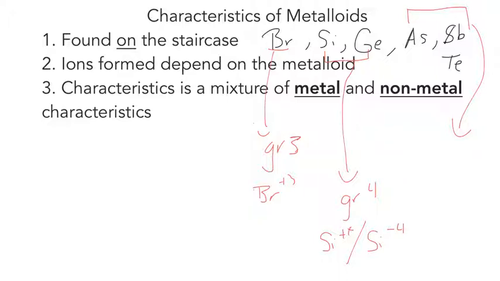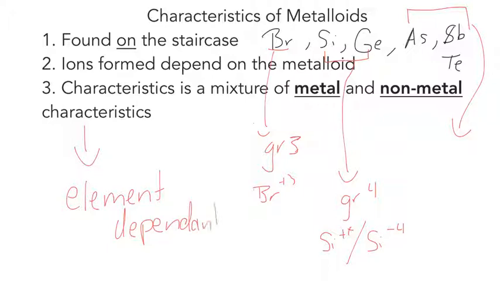And because metalloids separate the metals and the nonmetals, they're actually going to have characteristics that are a mixture of metals and nonmetals. And the thing that's really, really important is that they're element dependent. So this means that different metalloids are going to have different sets of metal characteristics and nonmetal characteristics.